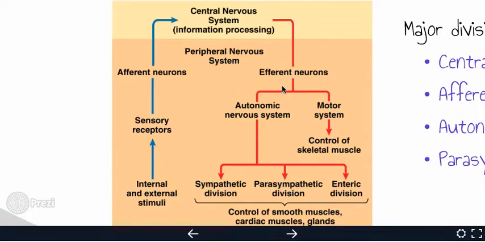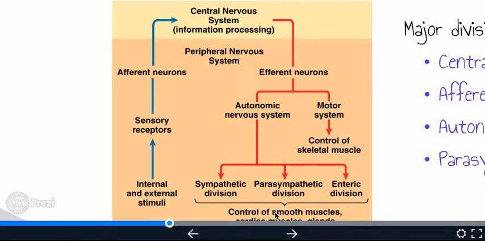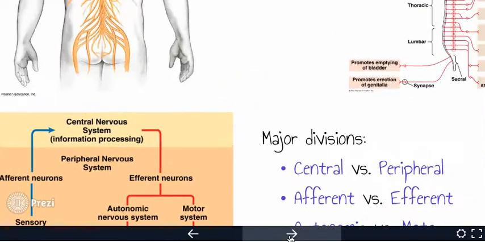Okay, so we have two different divisions that these efferent neurons function in. The autonomic, which is involuntary. So this has a sympathetic division, parasympathetic, and enteric. Enteric means intestinal. This is your digestion, peristalsis, movement of food through your alimentary canal, another word for your digestive system, and then control of smooth muscle, cardiac muscles, and glands. So let's go over that.